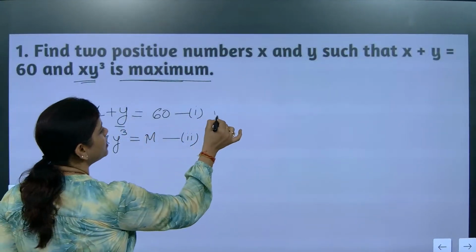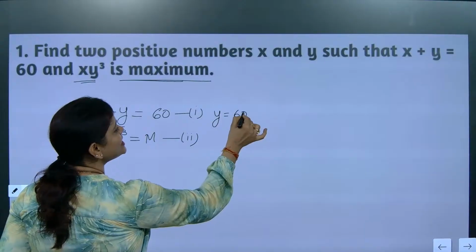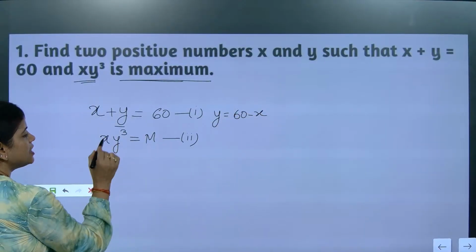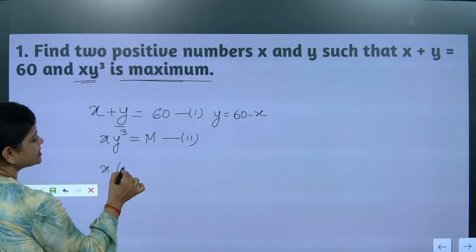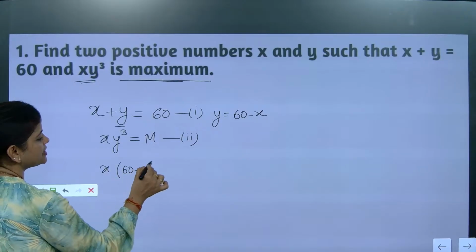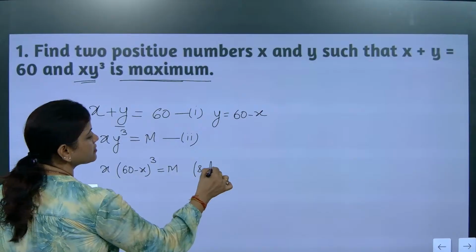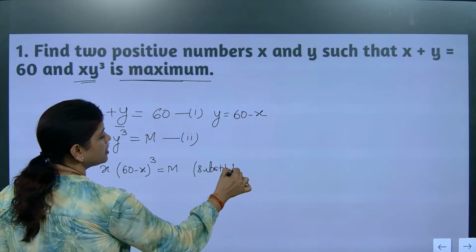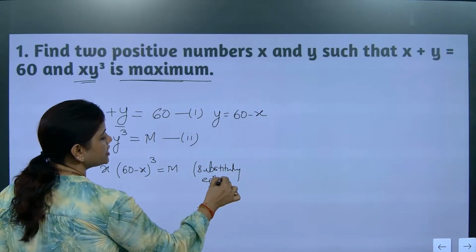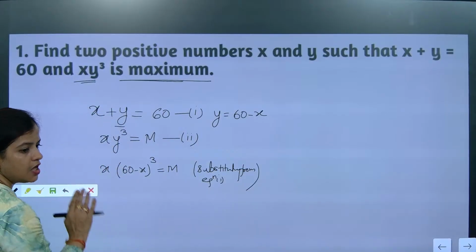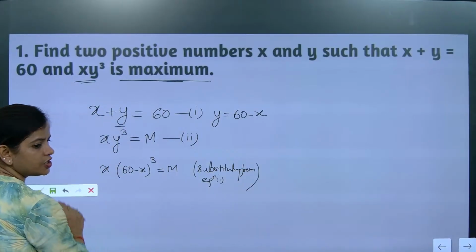From equation 1, what will become, beta? 60 minus x. What is the value of y? 60 minus x. Just substitute here. It is coming as x times 60 minus x whole cube is equal to m. Substituting from where? Equation 1. Done.